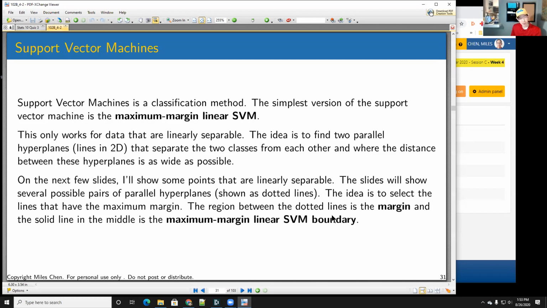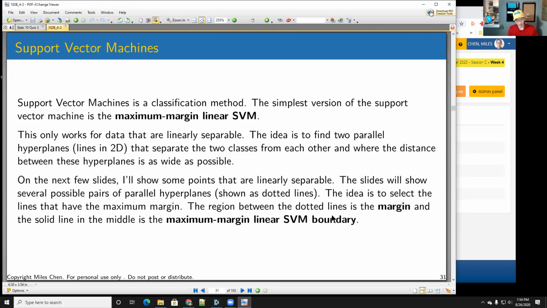But anyway, we're going to start by talking about the maximum margin linear support vector machine. The examples it can work on have to be very simple, in that they have to be fully linearly separable. If I just show you the picture, it's very easy to draw a boundary here. But we're going to start off with the easy case.